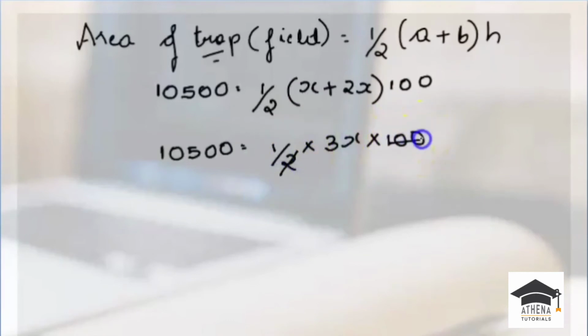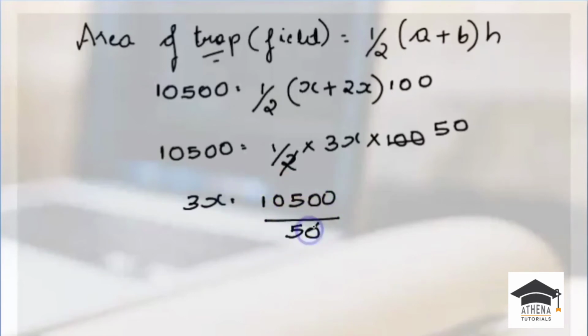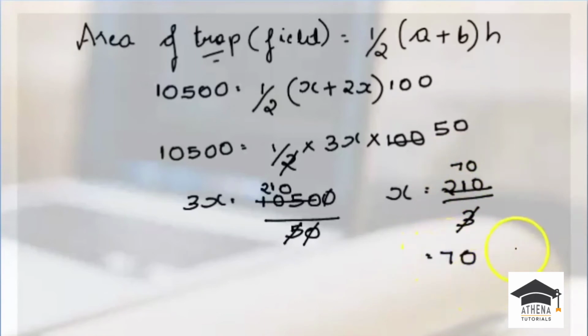2 ones are 2, 2 50s are, so this will be 3x is equal to 10,500 divided by 50, right? 0, 0 gets cancelled. 5 ones are 5, 5 2s are 10 and 5 ones are 5, 0. So x will be equal to 210 divided by 3. 3 ones are 3, 3 7s are 21. So it will be 70 meters. This is the value of x.